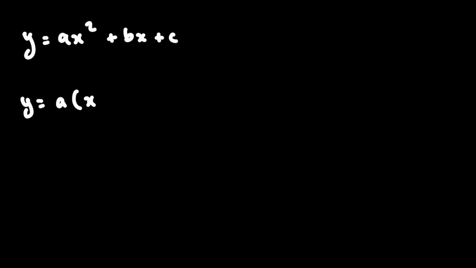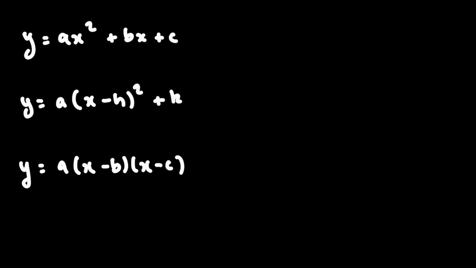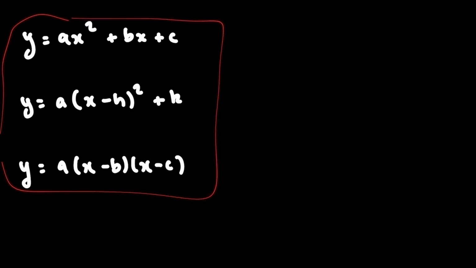In this video, I'm going to talk about the ways you can factorize quadratics. Just as a recap, a quadratic is any function that looks like one of these: y equals ax squared plus bx plus c, or y equals a times (x take h) whole squared plus k, or y equals a times (x take b)(x take c). These are the three ways that you can have a quadratic expression.